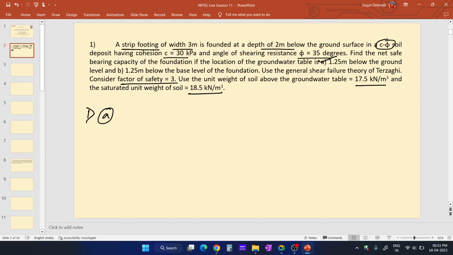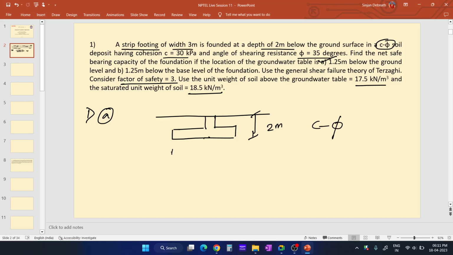A strip footing of width 3 meter. Suppose this is your ground surface, and here is a strip footing, and the depth of the footing is 2 meter below the ground surface. It is a c-phi soil, and the width is given, B is equal to 3 meter. The cohesion c is 30 kPa, and phi is 35 degrees.